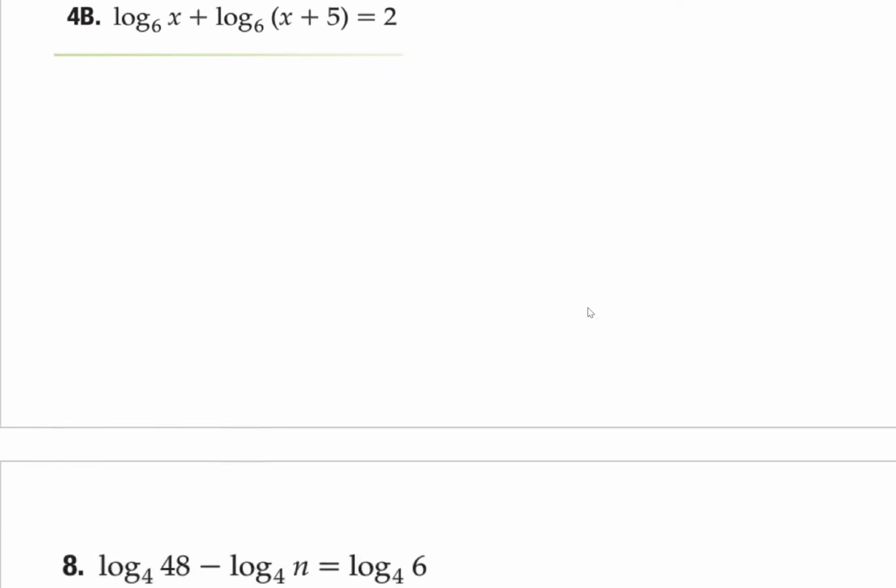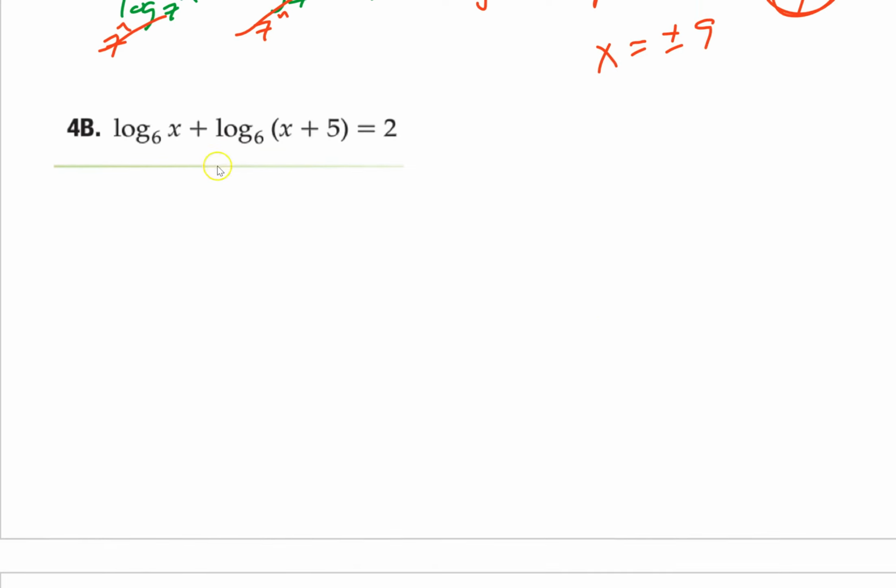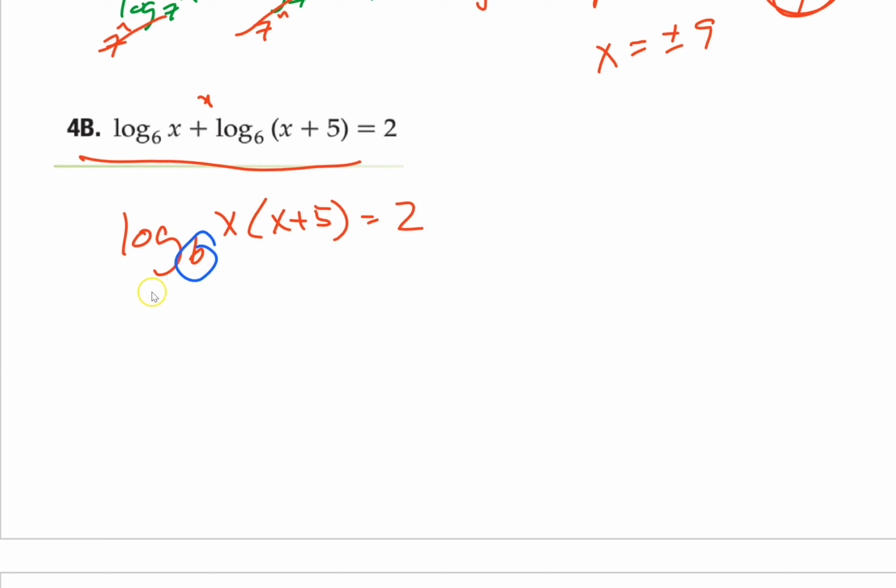Next one. Same concept, right? Over here is just a 2. I can't do anything there. But this side, plus means multiplication. So log base 6 of x times x plus 5 equals 2. Right? Condense it first. And now I only have one log on either side. So now I can do what we always do. Take the base of both sides. That's how you get rid of logs. That's how you solve log problems.